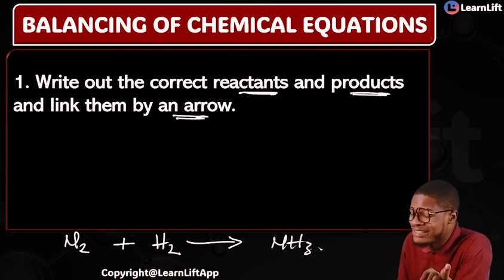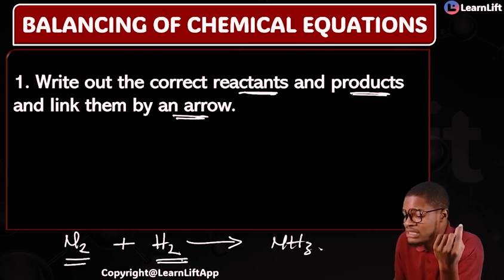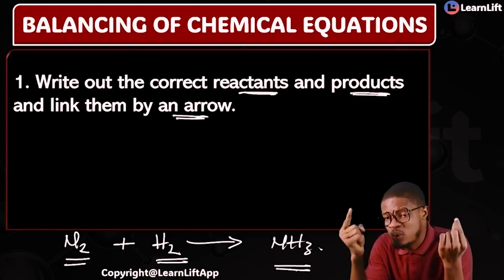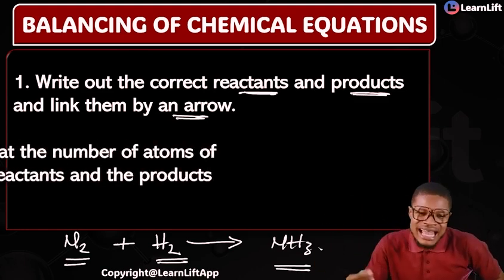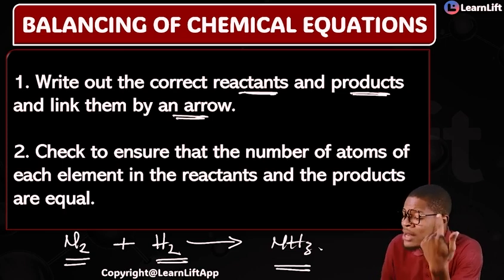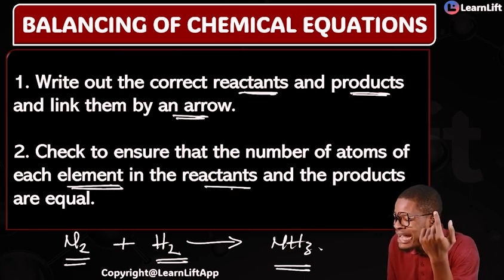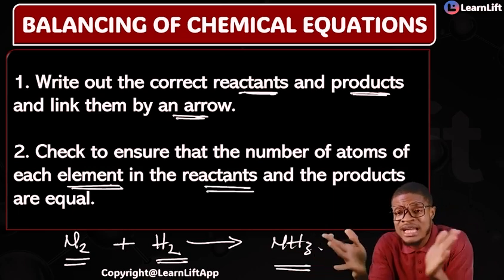Now, this equation is not yet balanced, but please, in writing or balancing a chemical equation, what do we do? Write out the correct reactant. Is my reactant here correct? Yes. Nitrogen is correct. Hydrogen, is it correct? Yes. Of course, is the product correct? Yes, correct. And then I've linked them with what? An arrow. The next step we should do is to check to ensure that the number of atoms of each element in the reactant and the product are equal.